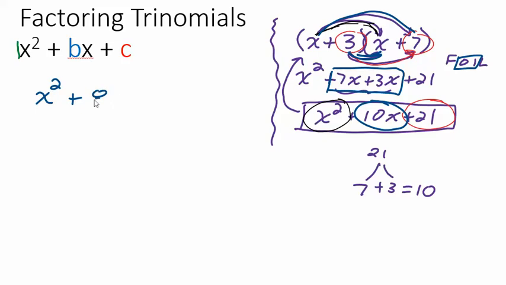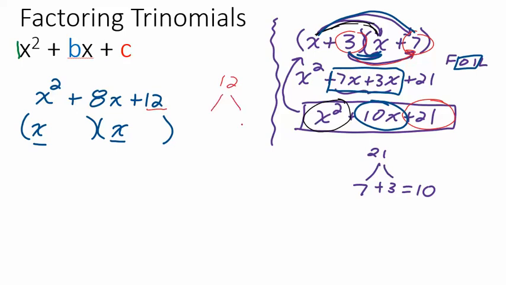Let's do this. x squared plus 8x plus 12. Okay? So we want to factor that. So we'll set up our two parentheses. We know that whatever goes here and here has to multiply to be x squared, so that has to be x and x. So now what we're going to do is take the number that's in the C spot right here, and we need to figure out two numbers that multiply to be C.